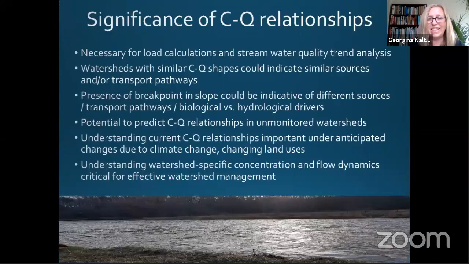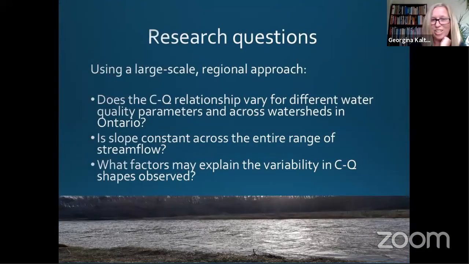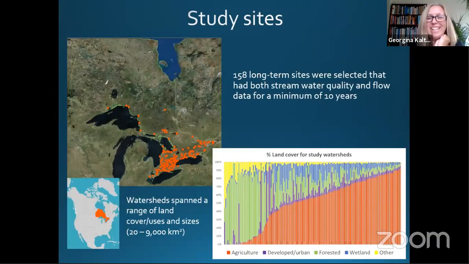I just realized that I didn't have my screen share. Okay, so my study sites: 158 long-term sites were selected that had both stream water quality and flow records for a minimum of 10 years. The study sites spanned a range of land cover uses and sizes. So we had very small watersheds and very large watersheds. In the plot in the bottom right corner, each one of these bars represents an individual watershed. You can see at the right end of the spectrum, you have watersheds that are very high in agricultural land use.